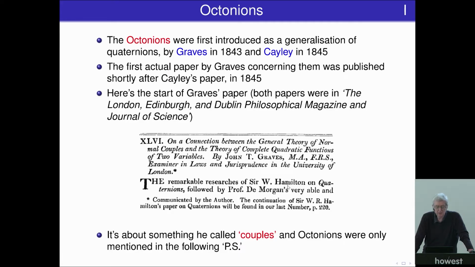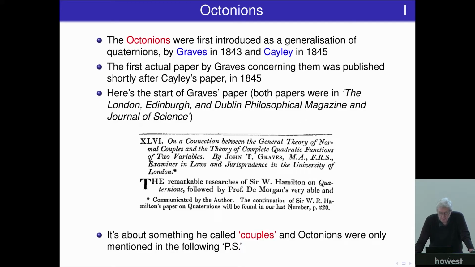So they were first introduced as a generalization of quaternions by Graves in 1843 and Cayley in 1845. Now, I say that Graves introduced them in 1843. Unfortunately, his first actual paper concerning them wasn't published till just after Cayley's paper in 1845, but he's generally given credit for coming up with the idea first. And I find it rather amusing in its way to look at both these initial papers. Here's the start of Graves' paper, published in the Philosophical Magazine.